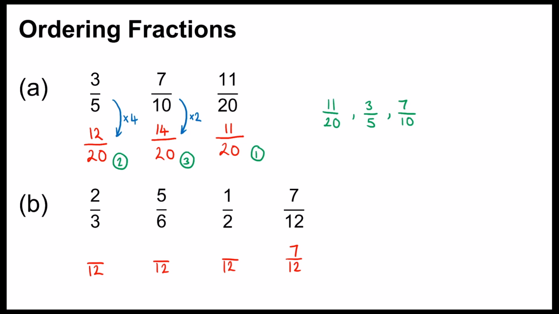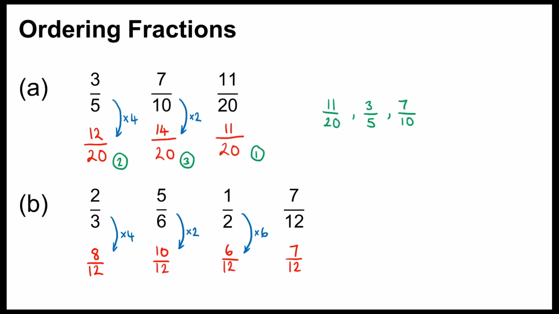For the other fractions, I need to think about what I need to multiply the original denominator by to get it out of 12. So for 2/3, I need to times the 3 on the bottom by 4 to get it out of 12. For 5/6, I need to times the bottom by 2. And for 1/2, I need to times the 2 by 6. Now, working out the tops of my fractions, I know 2 times 4 gives me 8 for my first fraction, 5 times 2 gives me 10, and 1 times 6 gives me 6.